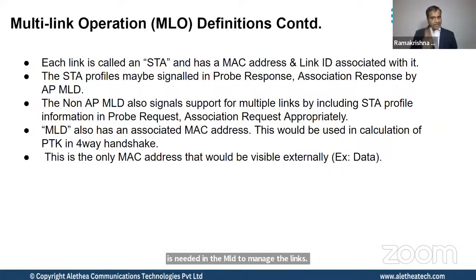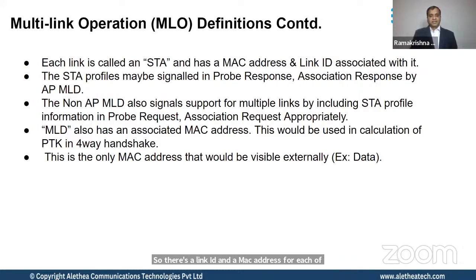Now, the next slide gives you more information on why the word non-AP MLD has come. Each link is actually called an STA. So this is the departure from what happens earlier. We also have a MAC address for each of the STAs. This is obvious because each link is an independent MAC entity and also an independent physical layer entity. So a MAC address is needed. And they also associate a link ID with it. So there's a link ID and a MAC address for each of the links.